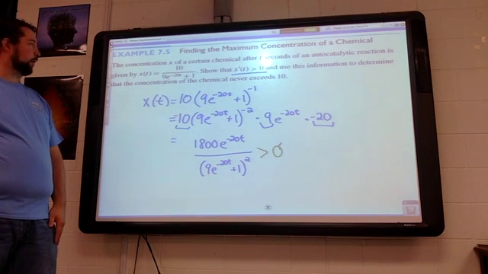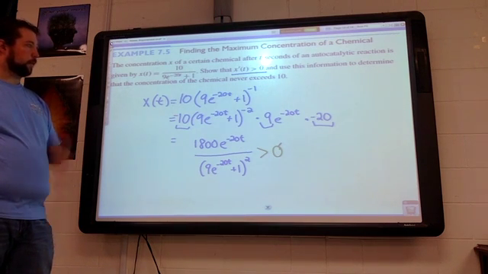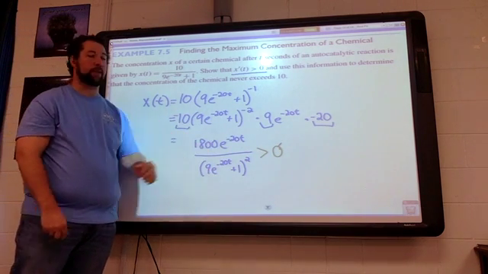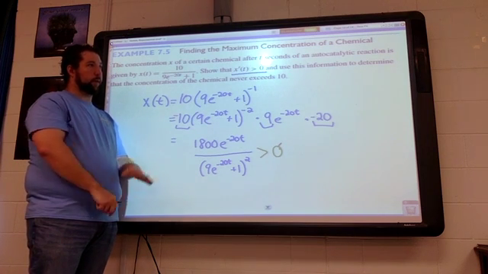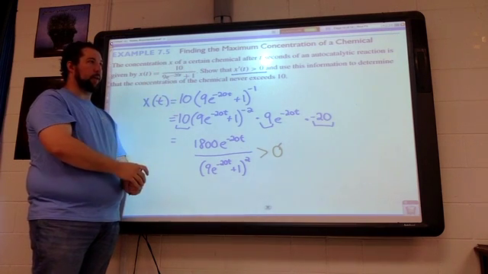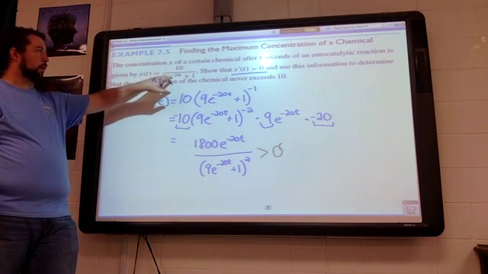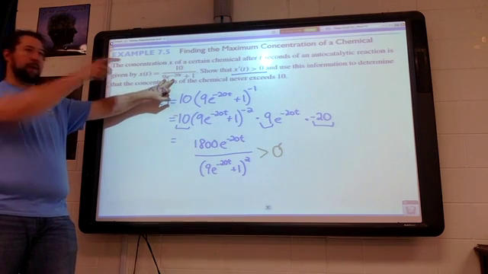Now how can we use that information to determine that the concentration of the chemical never exceeds 10? If the derivative is bigger than 0, that means the slope is always positive. So we've got something going up, maybe like this, possibly. We could graph it and tell exactly what's going on, but we can also figure out what's going to happen as t goes to infinity.